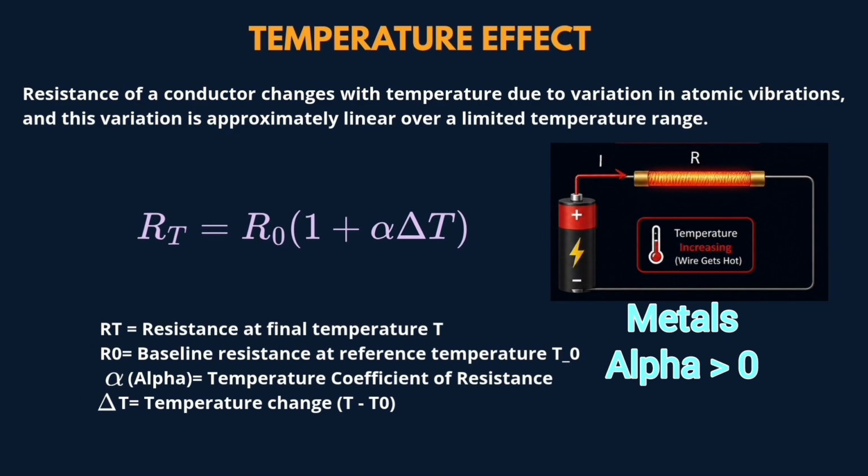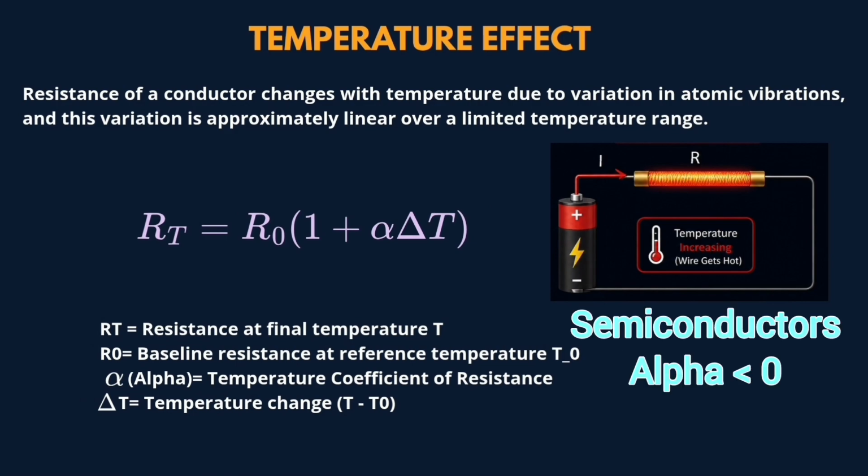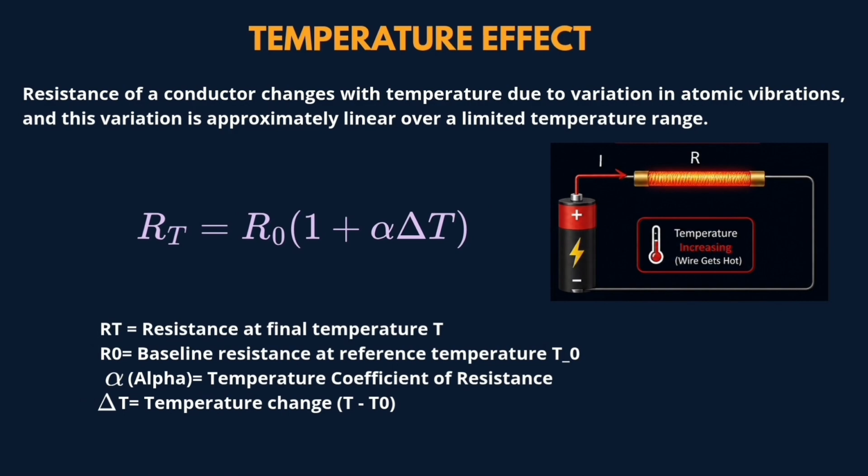Metals have a positive coefficient, that is alpha greater than 0. Heat causes atomic lattices to vibrate violently, blocking electrons. Semiconductors have a negative coefficient, that is alpha less than 0. Heat frees locked charge carriers, aiding flow. Once you master resistors, circuit analysis becomes pure algebra.